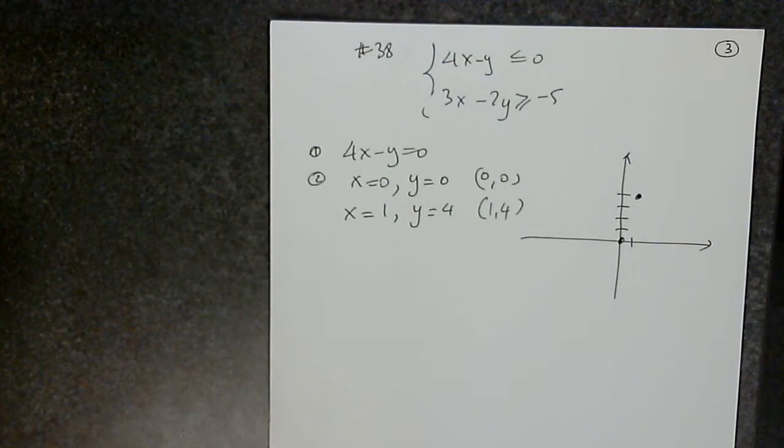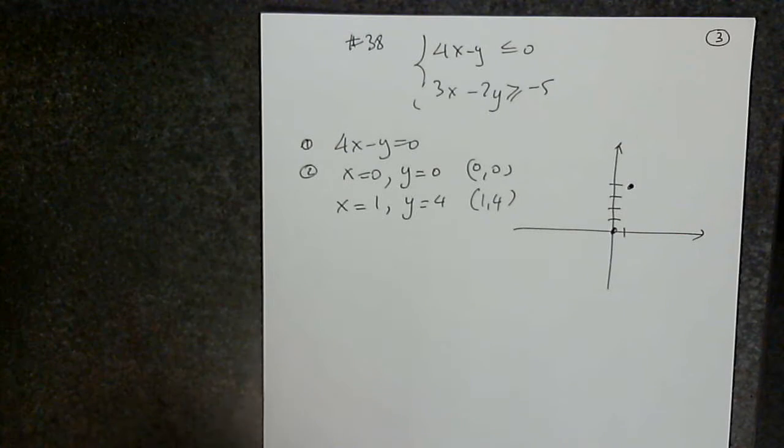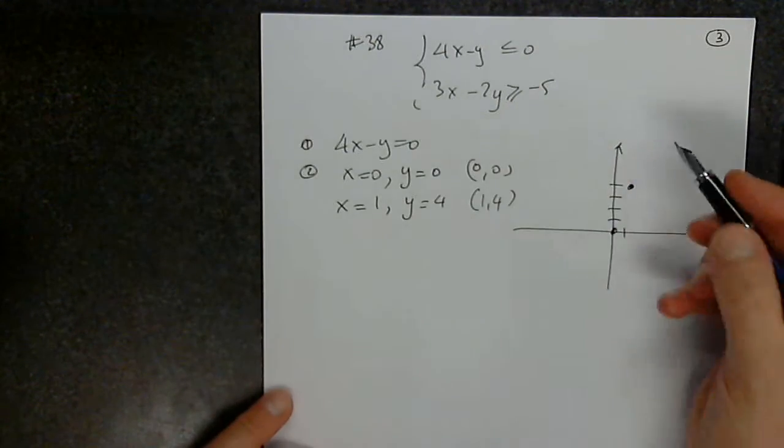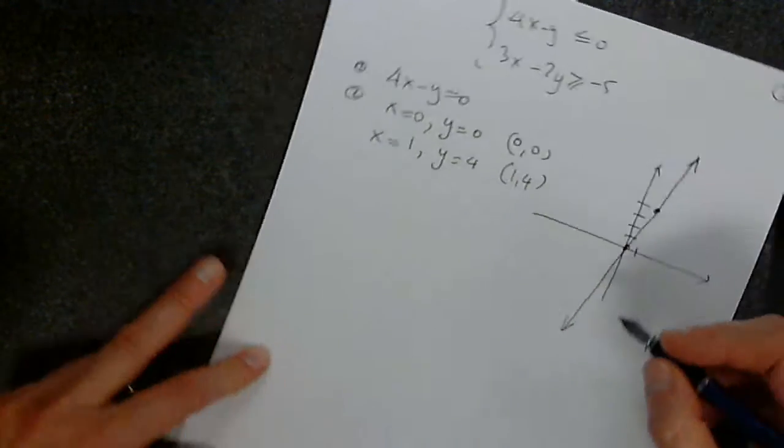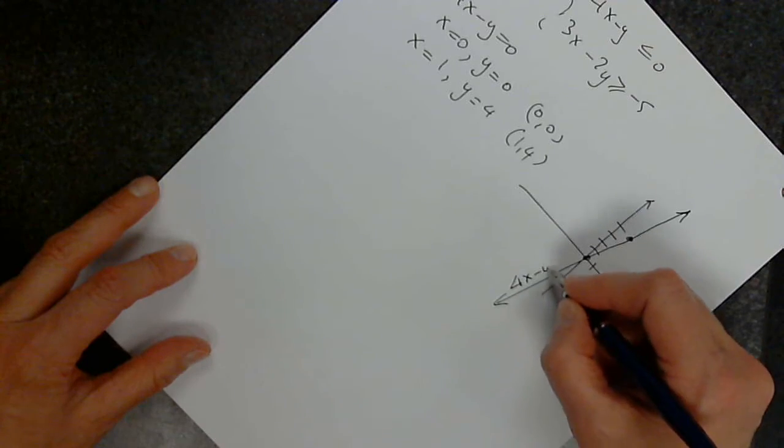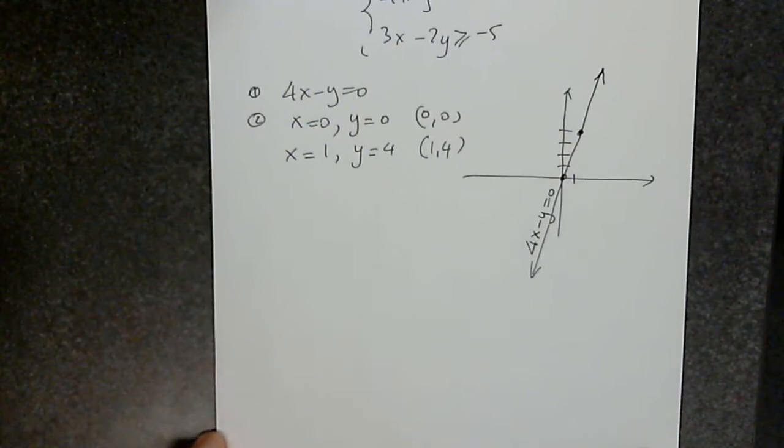Now I have to make a decision whether this is a solid line or not. Yes, it is, because of the equal symbol. It is a solid line. I have to write the equation of the line. This is not the inequality. This is just the equation. I did not graph the inequality yet.